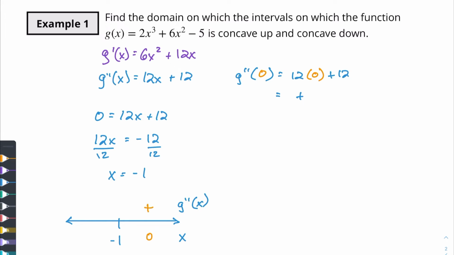Now, the other thing we're going to do is take a value smaller than this, and we probably imagine we're going to have a negative value over here. We're going to take the second derivative of g at negative 10, so we'll get a nice big number in there. We're going to have 12 times negative 10, plus 12. Of course, this is going to give us negative 120 plus a small 12, so that's going to be a negative value over there. So that means the curvature is changing at negative 1.